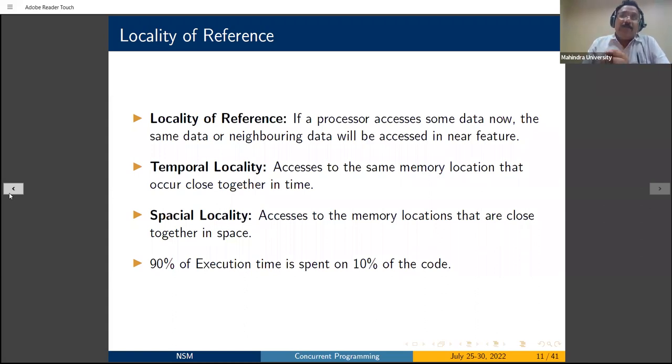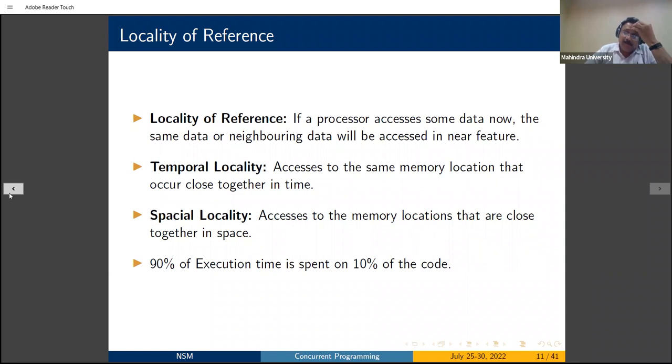Suppose you access A of 0. Along with that A of 0, a block of data, meaning A of 1, A of 2, A of 3, and so on, is transferred from main memory to the cache memory. In the next cycle, if you try to access A of 1, it can be accessed right away from the cache itself. Then we can reduce the access time. AMAT, average memory access time, can be reduced for the sequential one.